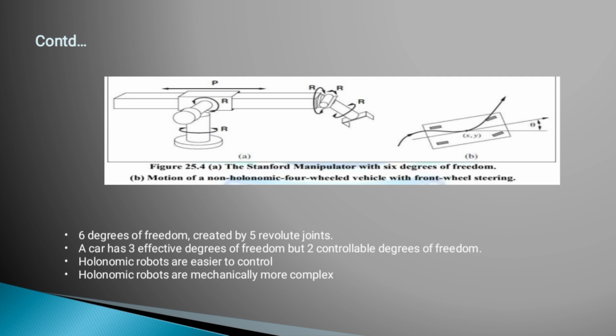Holonomic robots are easier to control. Holonomic robots are mechanically more complex. We say a robot is non-holonomic if it has more effective DOFs than controllable DOFs. Otherwise it is holonomic, and holonomic robots are easier to control.